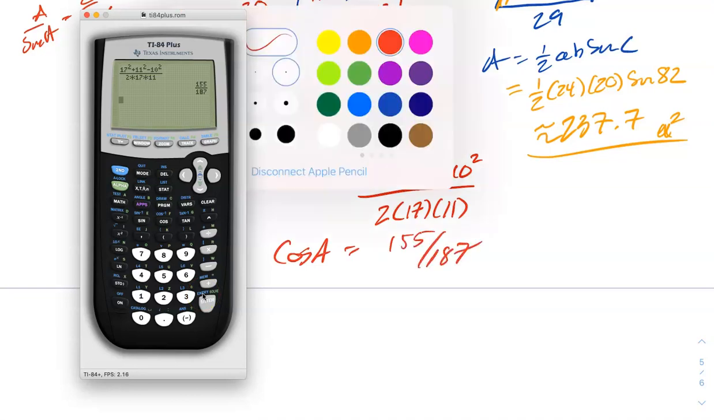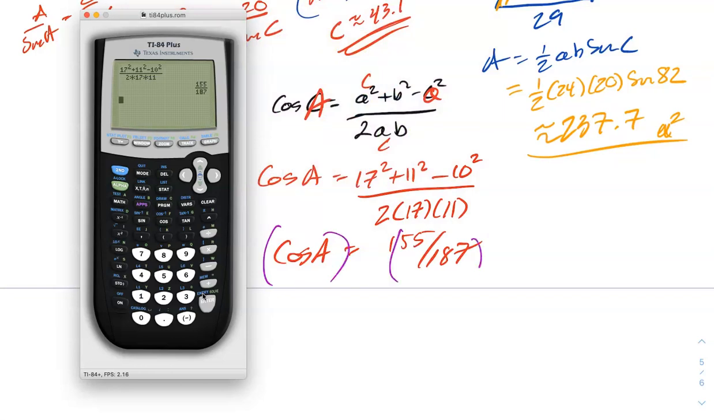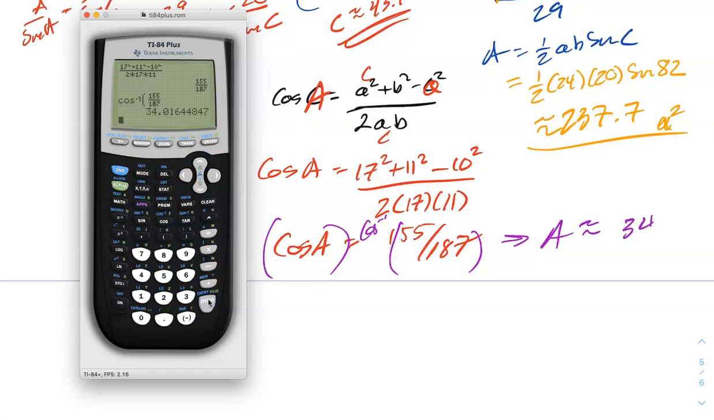And then just like before, we're going to do cosine inverse of both sides to get our answer. A is approximately, let's do the cosine inverse, get our answer, 34 degrees. So there we go. And that's the study guide.